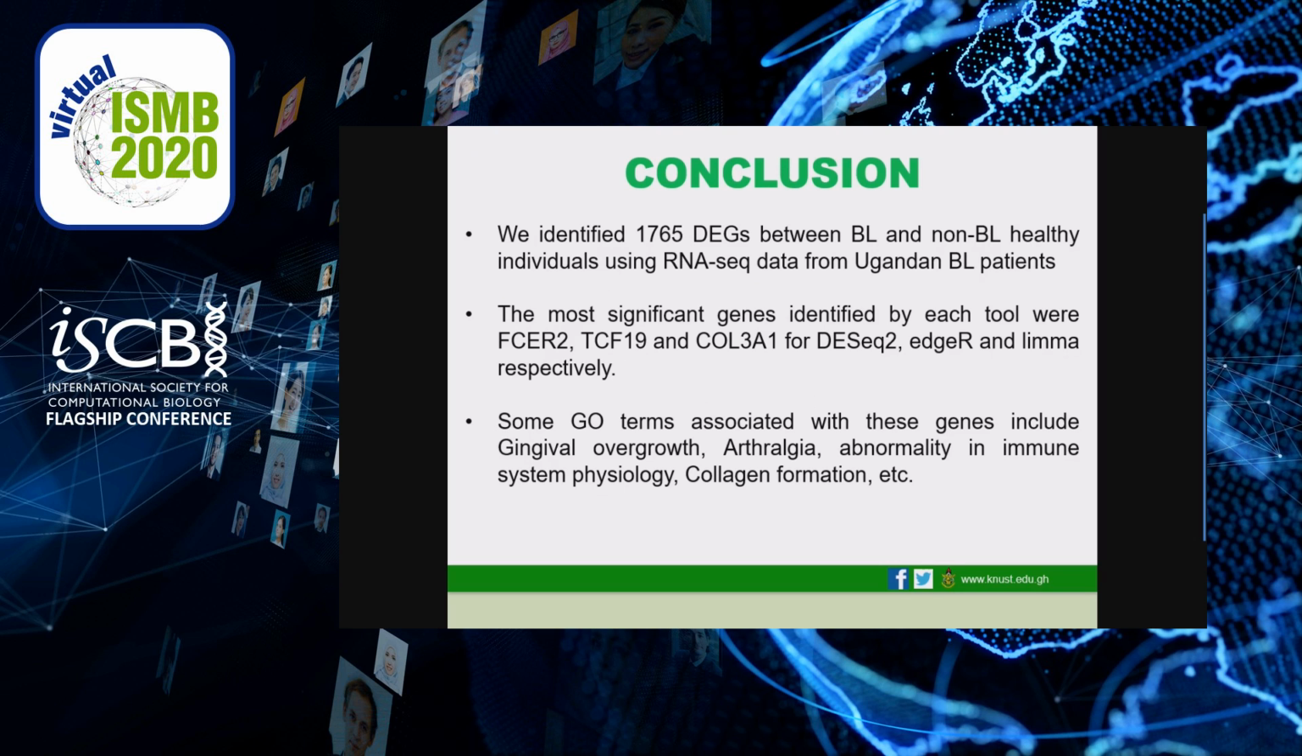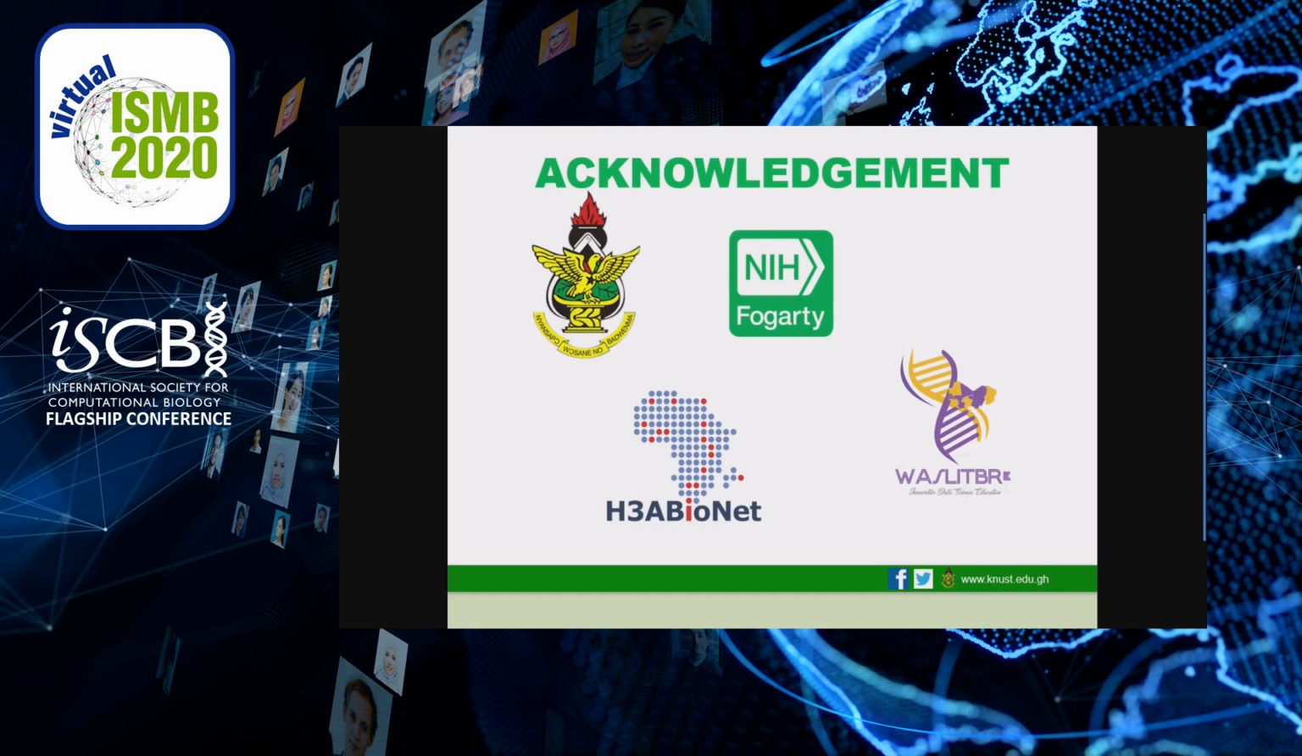In conclusion, after analyzing RNA data from Burkitt lymphoma patients, we identified 1,765 genes, and we found that the most significant genes were FCGR2, CCL19, COL3A1, and these are all involved in gingival overgrowth, arthralgia, and collagen formation. This is just a brief summary of my work.